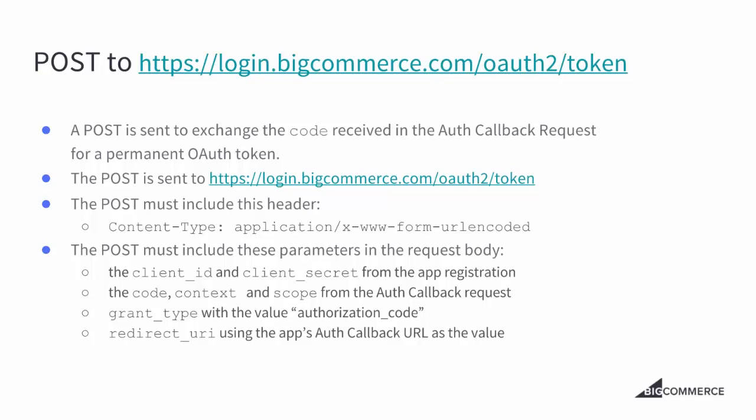The POST must use the content type header specifying the media type as a URL encoded query string. The request body needs to be a query string that includes the client ID and client secret provided by BigCommerce when the app was registered, the code, context, and scope parameters received in the Auth callback request, a grant type parameter with the value authorization code, and a redirect URI parameter using the app's Auth callback URL as the value.